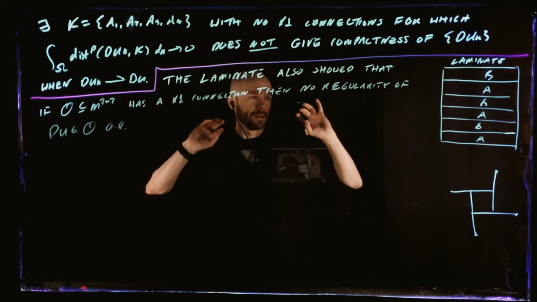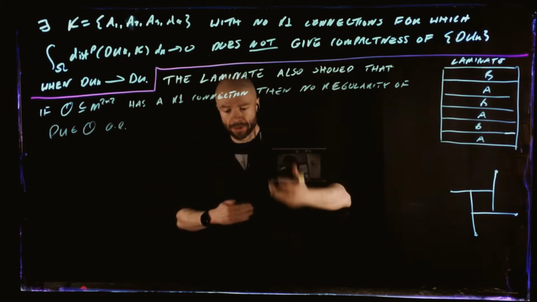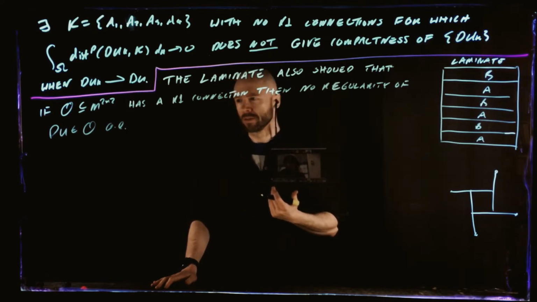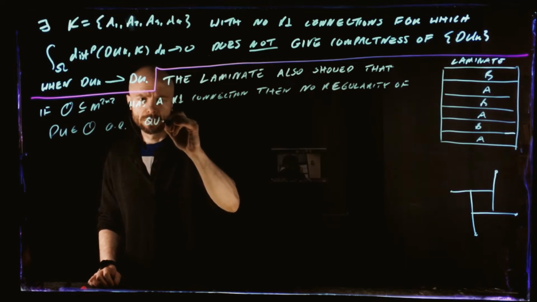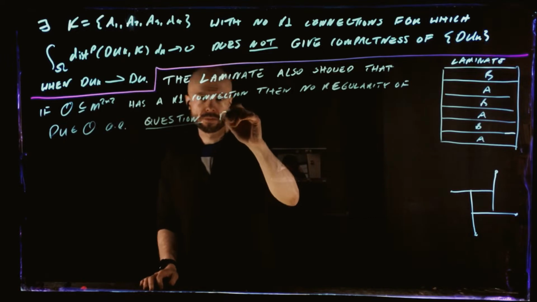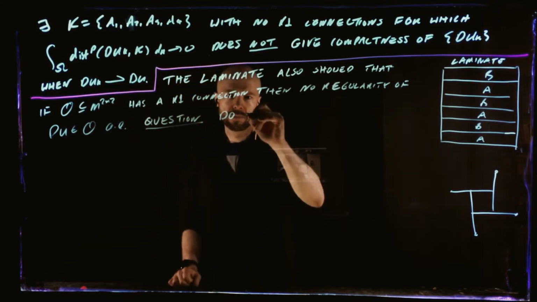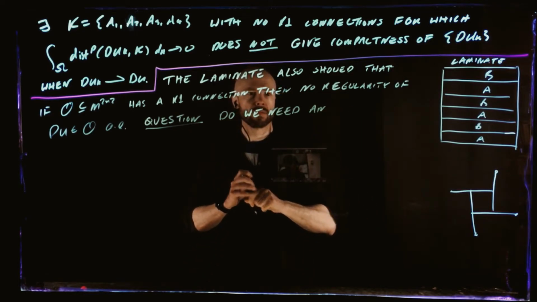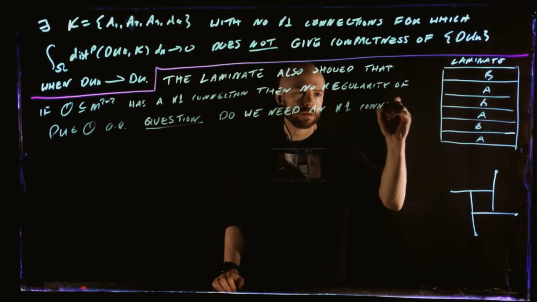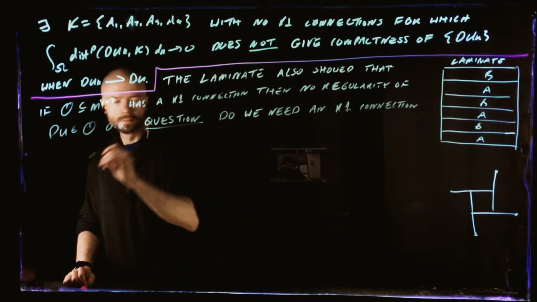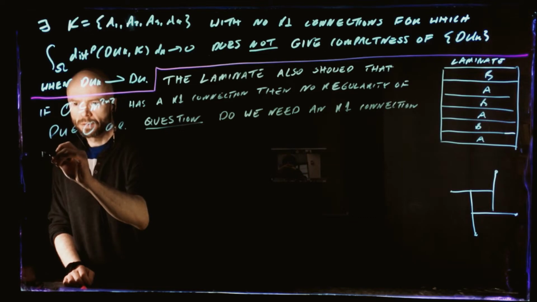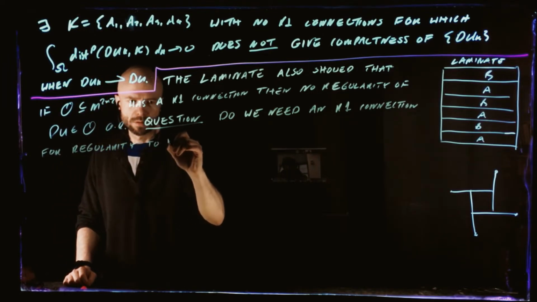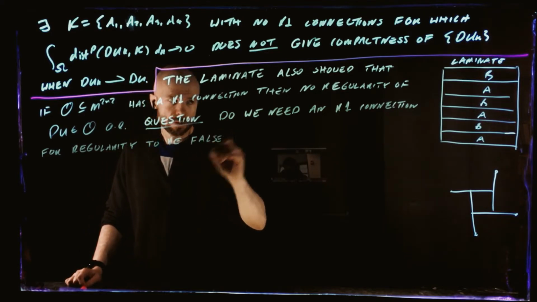So given that we now know that it's not necessary to have a rank 1 connection to kill compactness, the natural question is, do we need to have a rank 1 connection to kill improvements of regularity of the differential inclusion, right? That's the thing we're now going to consider. So, question. Do we need a rank 1 connection for regularity to be false? Or I should say improved.